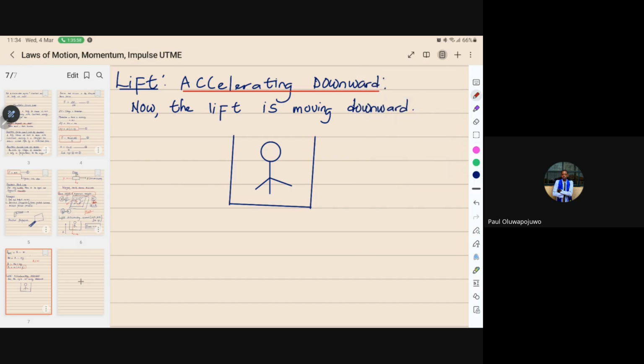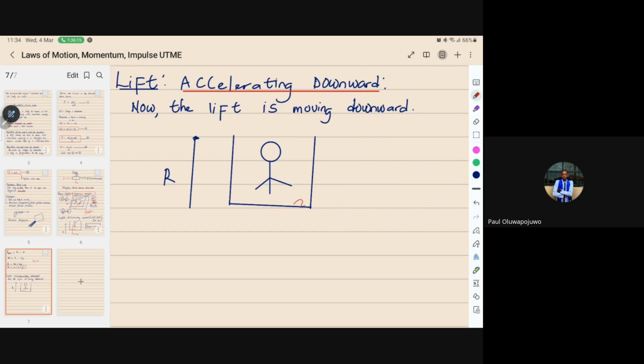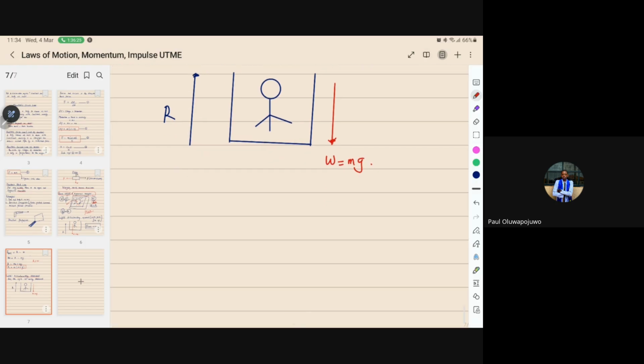Now, at this point, you are coming downwards. If you are coming downwards, remember that your weight is acting this way. Let's use this for your R. Your R is still acting upward. That's the force of this guy exerted on you, and your weight is still going downwards. This is your weight, W equals mg. Now, what happens when the lift is coming downwards? Because it's coming downwards, remember that from our second law, the resultant force F net is equal to MA.